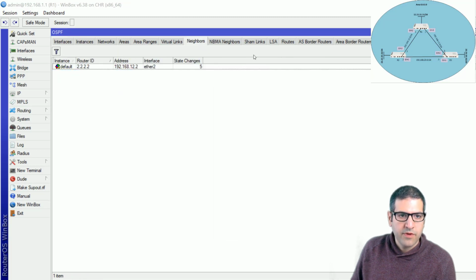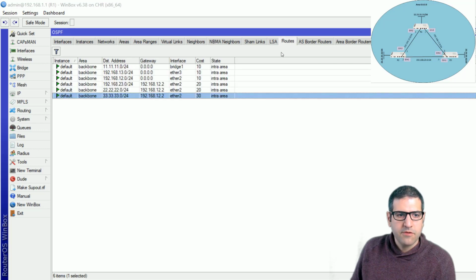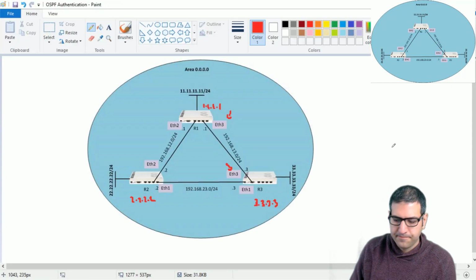And again, now we have lost neighborship from router 1 to router 3. You can see there are no more neighbors. And if we go to routes, we can see that we still see the network 33.33.33.0.